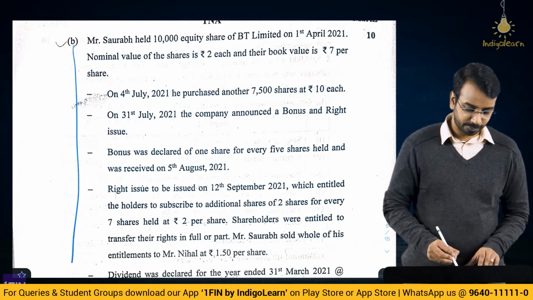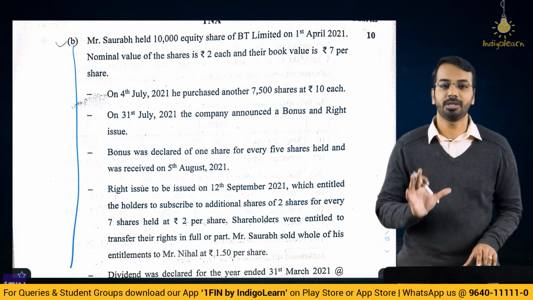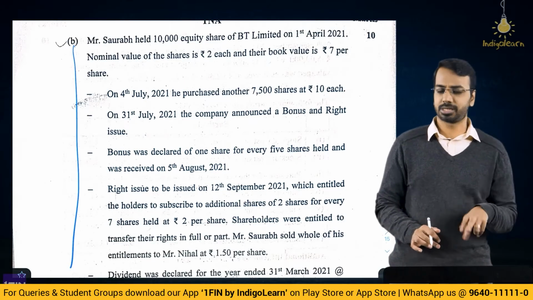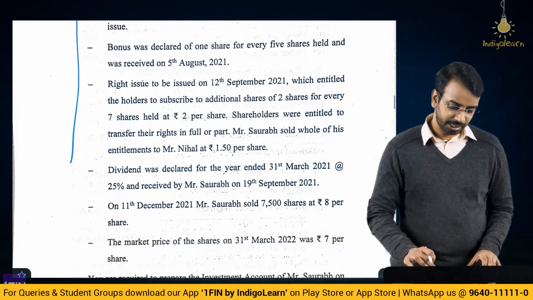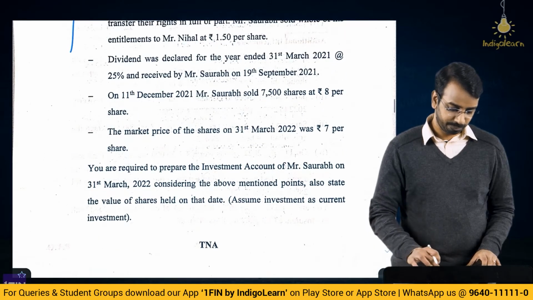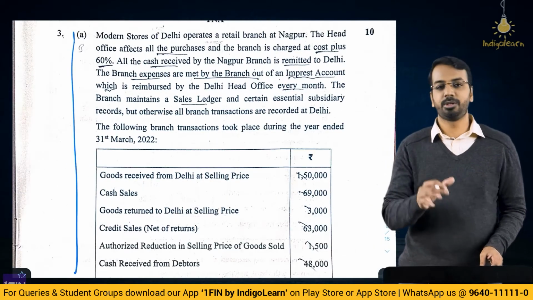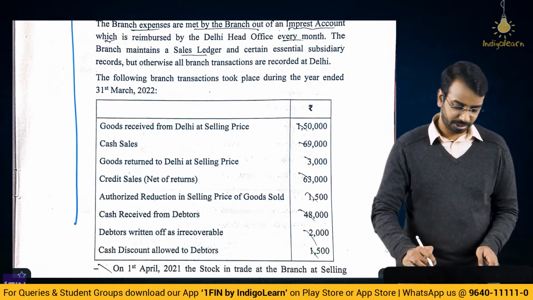Then another question on investments, again straightforward, picked up from the study material. There are two similar kinds of questions in the study material, just numbers change here and there, and it has been picked up there. Again, coming to the branch accounting question, a similar question is available in the study material. That's it.